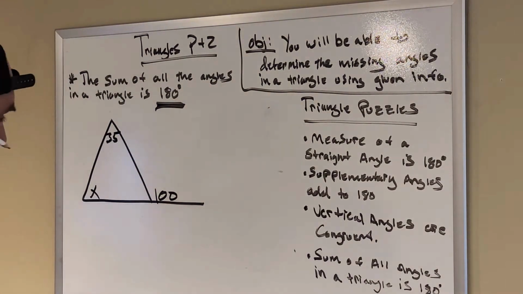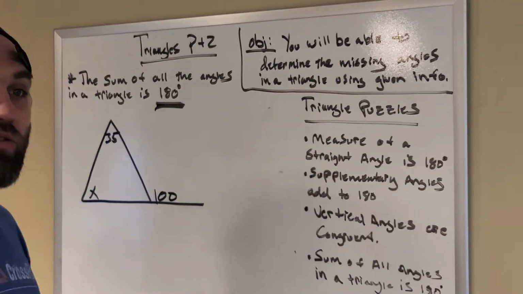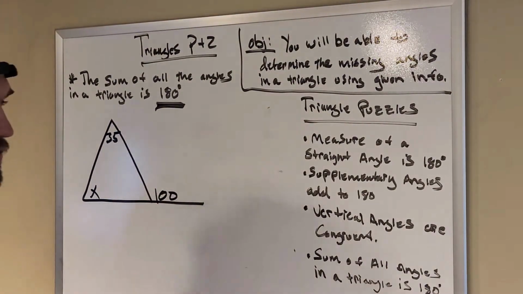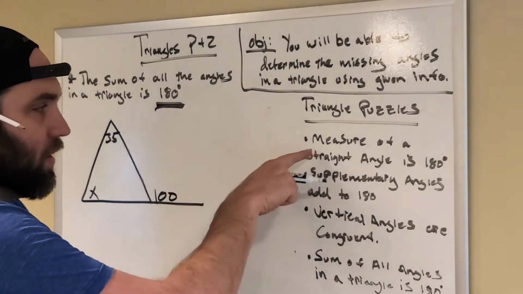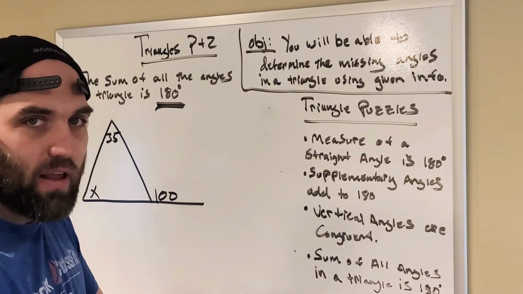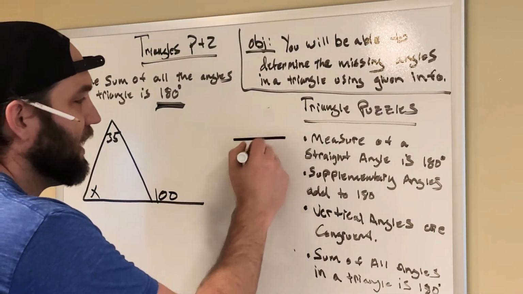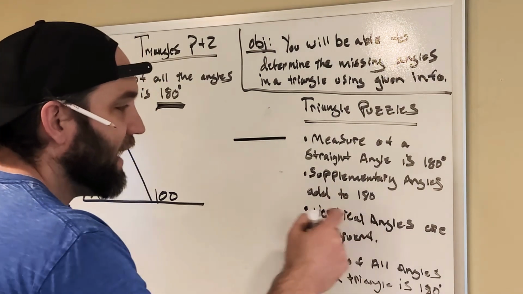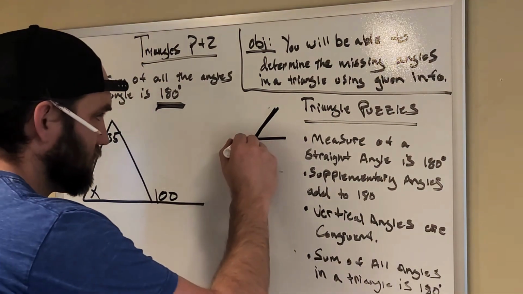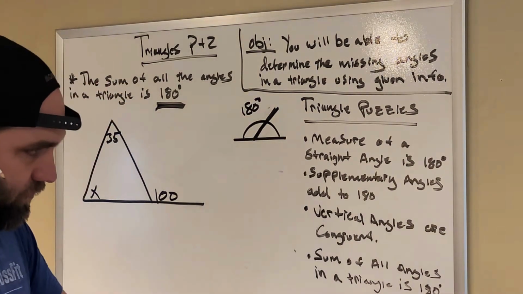Okay, so this is a triangle puzzle where we're given information outside of the triangle, and we're asked to find what an angle inside the triangle is. So, a few things to remember: the measure of a straight angle is 180 degrees. Okay, a straight angle is a straight line. Right there is 180. A supplementary angle adds to 180 degrees.